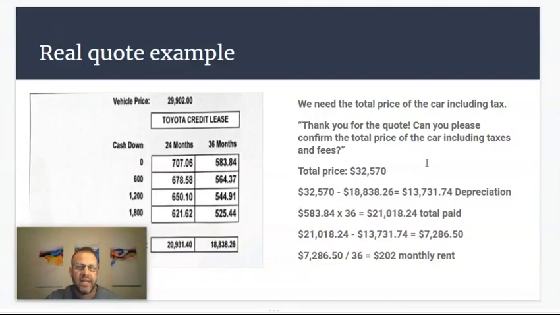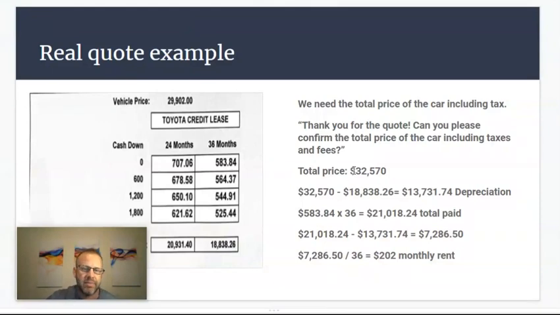And the same thing applies if they gave you the total price, but not the residual, which was the case on that other quote. I would just send an email saying, thank you for the quote. Can you please provide me the residual value for this car? Whatever I need, I send an email and ask for it. So then I got the answer back. The actual total price with everything included was $32,570.